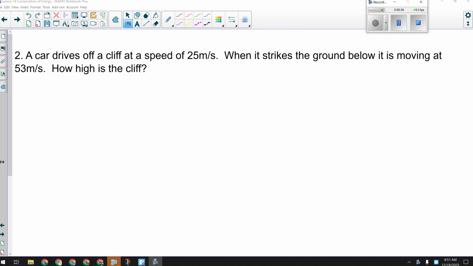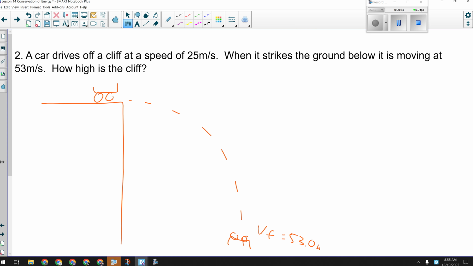I'll give you a few minutes to see if you can get that. Just in case you're having trouble getting started, this is the situation we're dealing with. We've got the car going off of the cliff, so it'll do this, crash down here. It's upside down. So here, VF is 53 meters per second, and this would also be where the final height would be what number? 0, crashes into the ground.